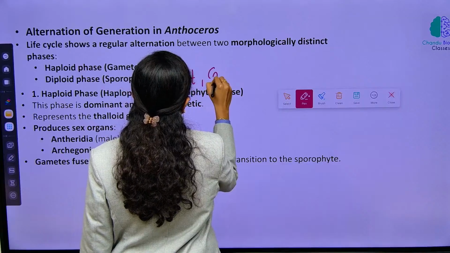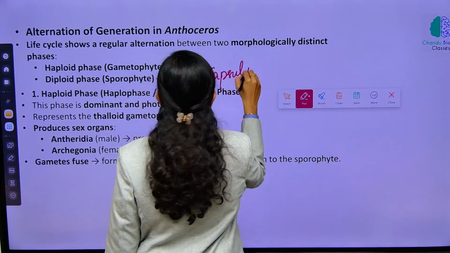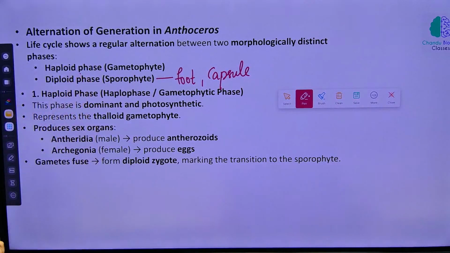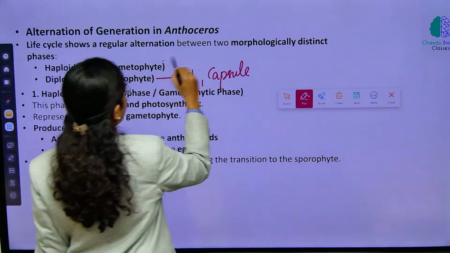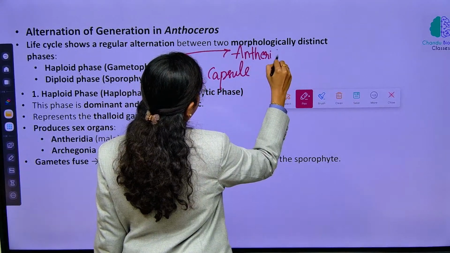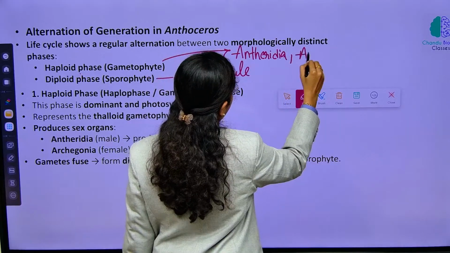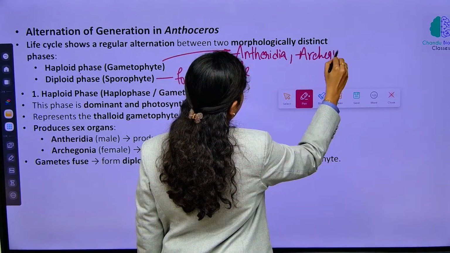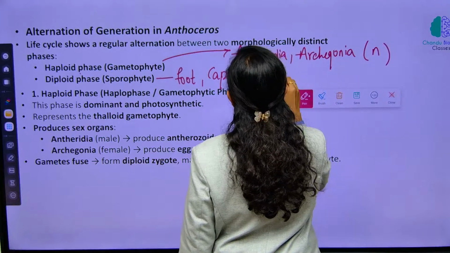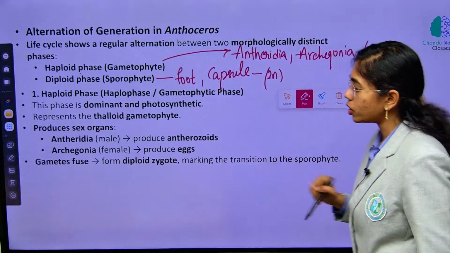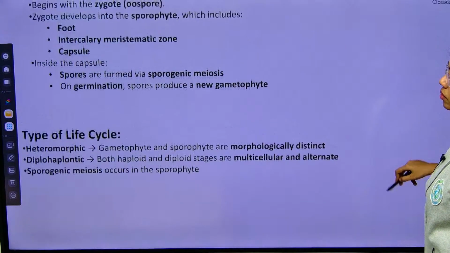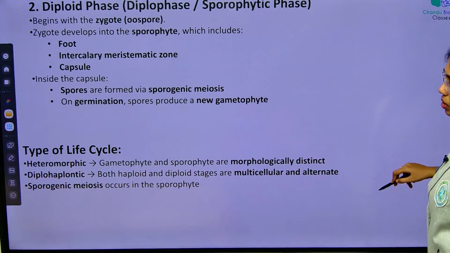Foot and capsule. There is no seta. Okay. And the gametophyte structure will bear sex organs, antheridia and archegonia, whose ploidy is haploid. And here this ploidy will be diploid. Remember the ploidy, it is very important. And then, yeah, this is clear to us.